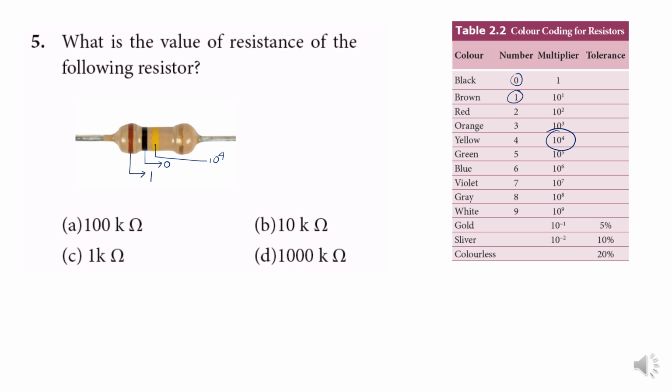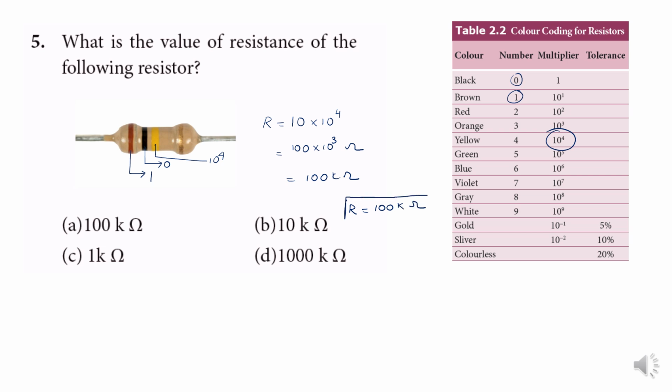We have gold ring. This corresponds to 5%, but you are asked to find the value of the resistance. So the resistance R is equal to first digit, second digit and the multiplier is 10 power 4. So this is equal to 100 into 10 power 3 ohms. So this is equal to 100 kilo ohms. The resistance value R is equal to 100 kilo ohms.